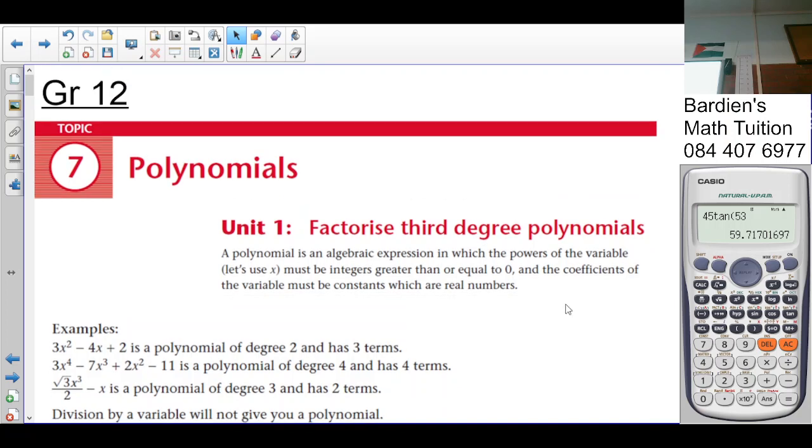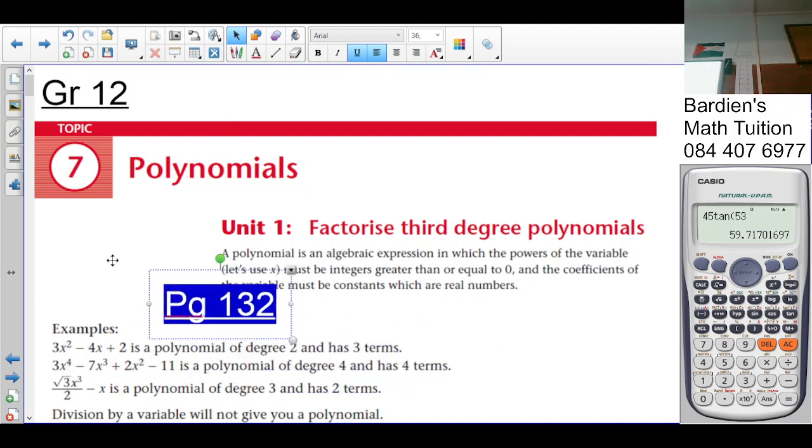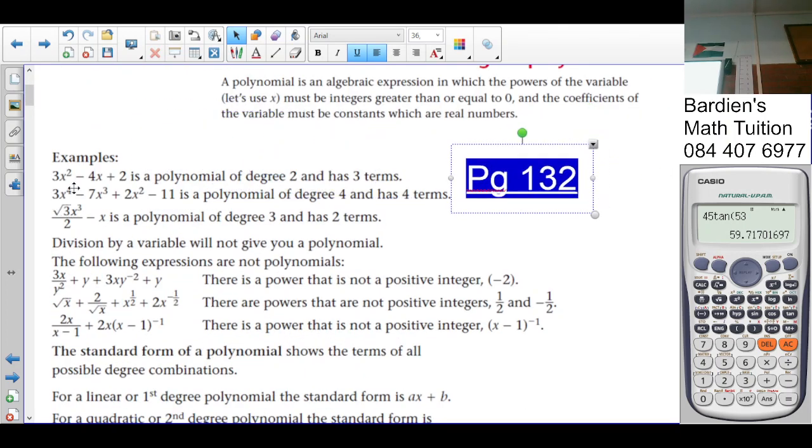Page 132. And here we are given examples of polynomials. So here we've got 3x squared minus 4x plus 2. It's a polynomial of degree 2, or the second degree, and it has 3 terms, as you can see here. This polynomial of 4th degree has 4 terms.